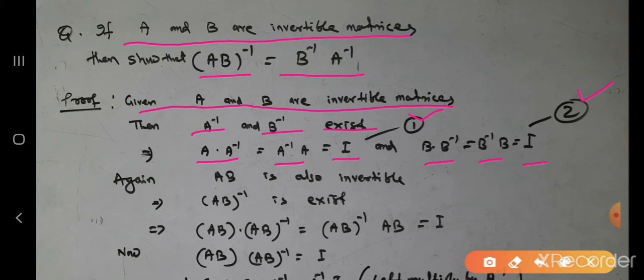Again, A and B are invertible matrices, then A into B is also an invertible matrix. If AB is invertible, then (AB) inverse exists. If the inverse exists, then the AB matrix multiplied by its inverse, AB inverse into AB, equals the identity. This is the definition of the inverse of a matrix. So you take from here AB into (AB) inverse equals I.